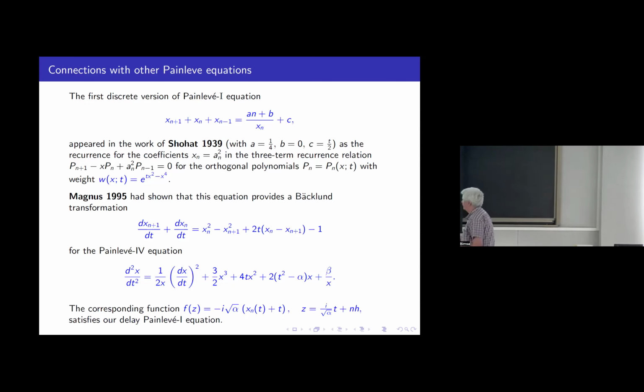Anyway, if you take the corresponding function xn of t, where t is this t, then it satisfies the Painleve equation. So there is a way from discrete Painleve equation to delay, but it's quite tricky. It was done by people like Magnus, essentially.